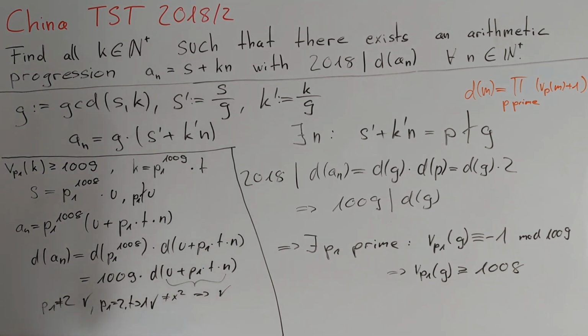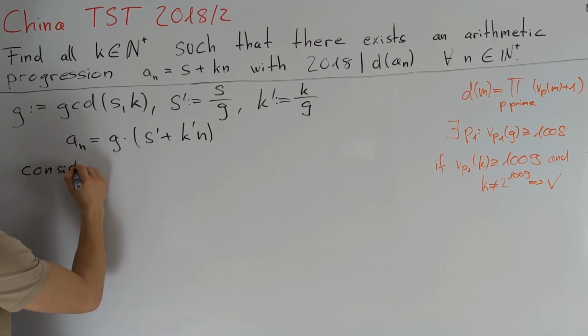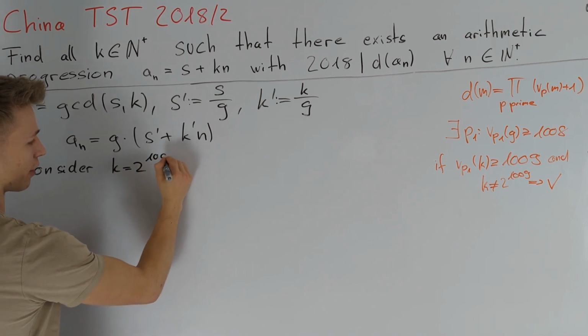So we are done if we can find a prime number p1 such that ν_p1(k) is greater than or equal to 1009 and k is not equal to 2 to the power of 1009. So let's write this down in orange and then consider the other cases. At first, we want to consider the case that k is equal to 2 to the power of 1009.